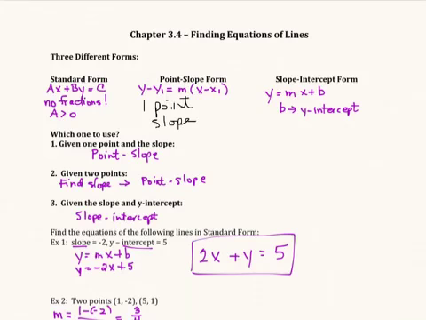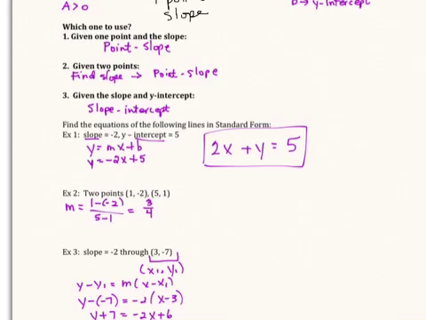So when we try to decide how to find the equation of a line, we just need to know what information we have. Now, if you have one point and the slope, you go directly to the formula with that name, point slope.